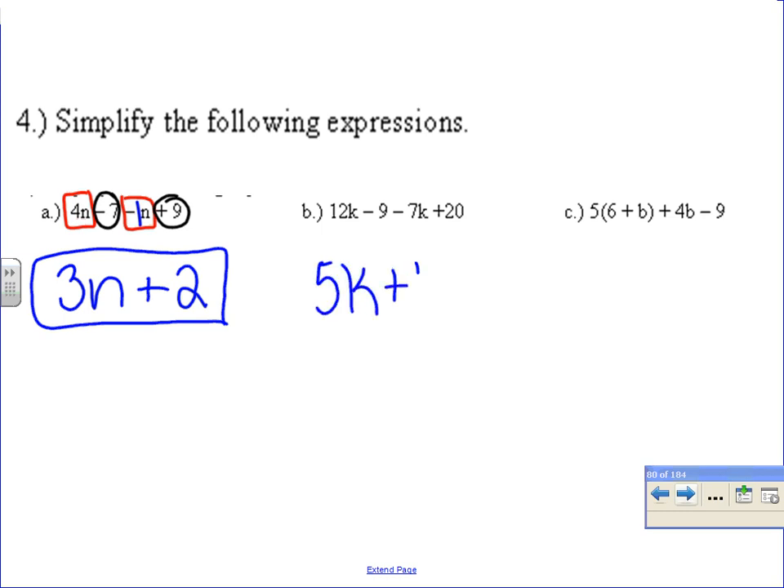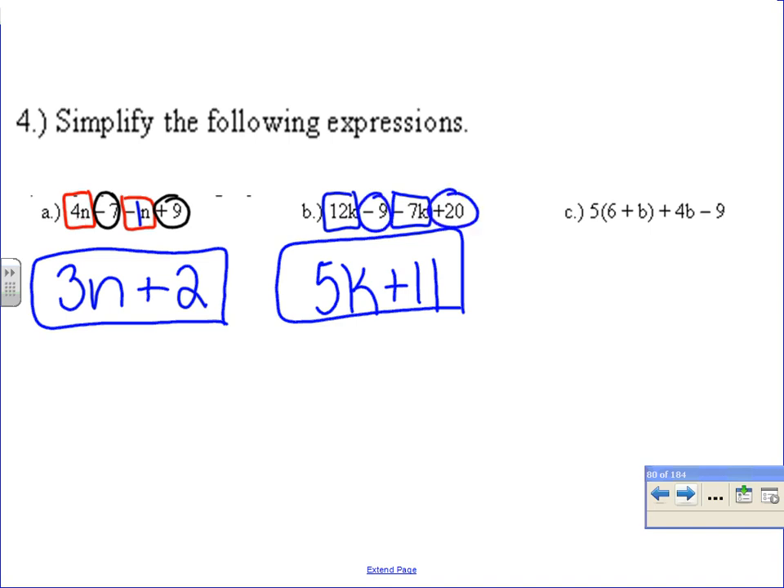Great job. Raise your hand if you had that. Yay, great job. Okay, listen. Questions on letter B? Annalise? So ready? Here's a like term. Here's a like term. So 12k minus 7k. And then negative 9 plus 20. Remember, you're always adding or subtracting. You okay, Annalise? Okay. Adam?